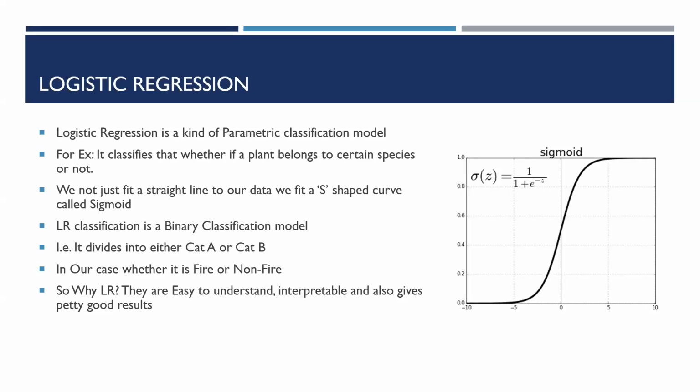We do not just fit a straight line to our data; we fit an S-shaped curve, that is, a sigmoid curve. LR classification is actually dichotomous, that is, it is a binary classification model. It divides into either category A or category B. In our case, whether it is fire or non-fire. So why LR? What is the use of LR? Logistic regression models are easy to understand, interpretable, give pretty good results, and are easily implementable also.